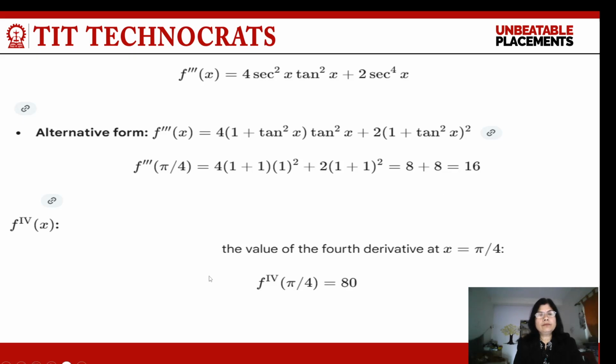Fourth derivative, that is the value of the fourth derivative at x = pi/4. So we put the value x = pi/4, we get 80.